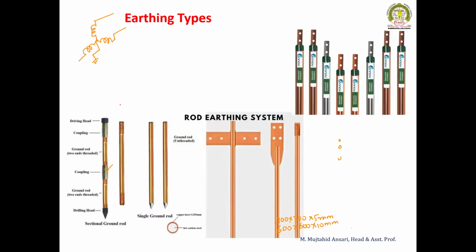There are different types of earthing rods. This is used for the connection. It is a copper earthing, and for different applications, threads are there to increase the length of the copper earth electrodes. So these are the single ground electrodes. These are the chemical earthings we are using nowadays for different applications.